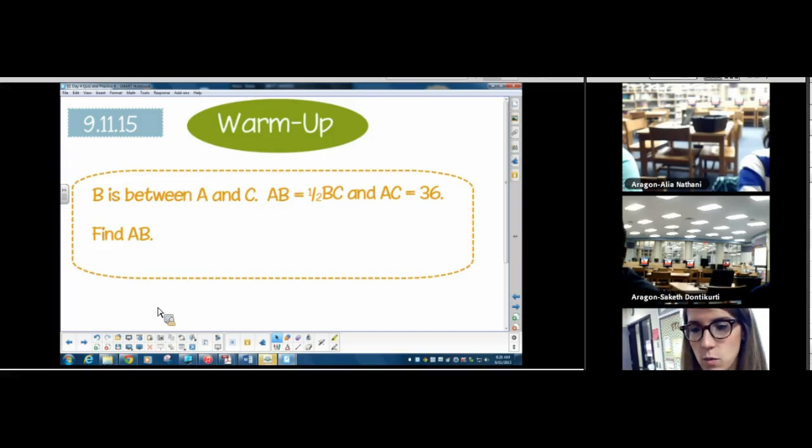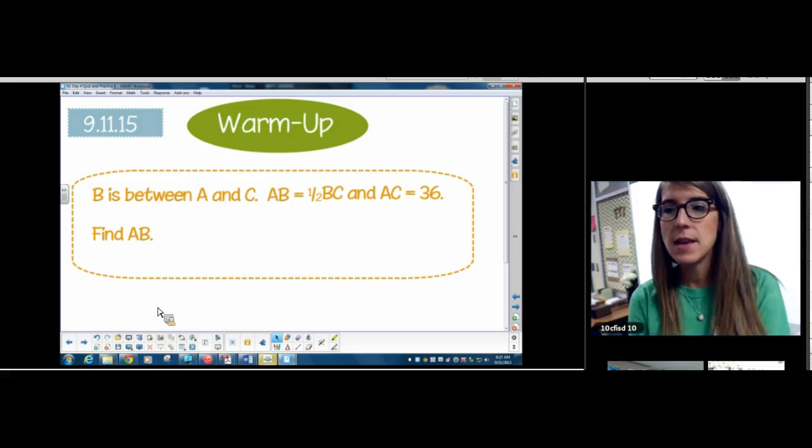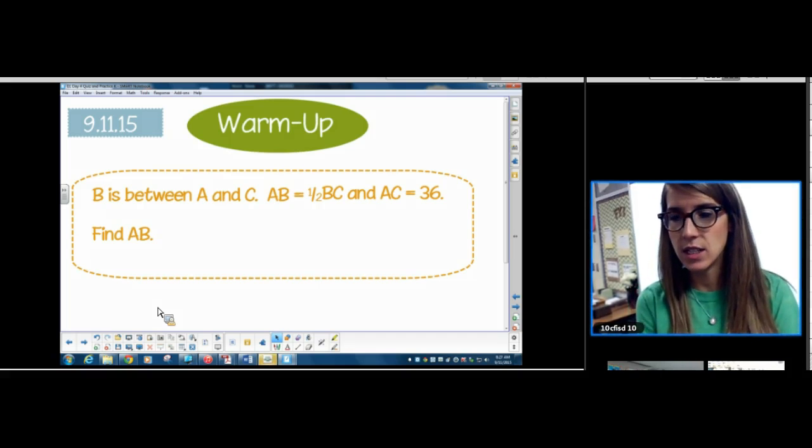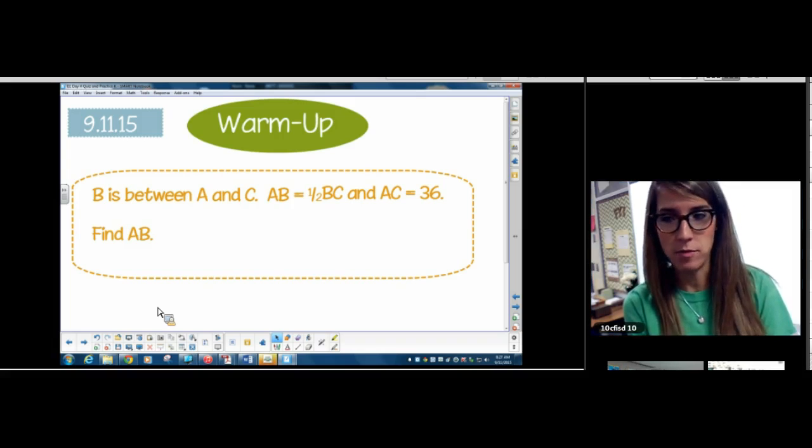Let's take a look at this warm-up. B is between A and C. AB is 1/2 BC, and AC is 36. Find AB. Let me go ahead and tell you what the most common mistake students make with this problem is.